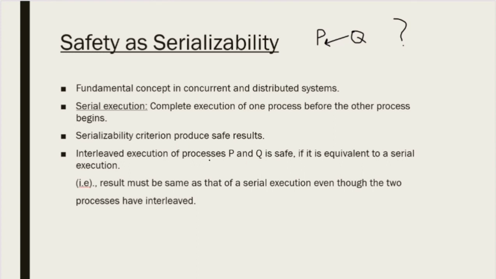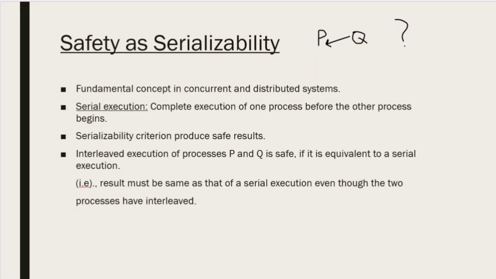Interleaved execution of processes P and Q is safe if it is equivalent to a serial execution. We have already seen that in serial execution, even though their order of execution changes, their output is the same. So if the interleaved execution of processes P and Q follows the serial execution, then their output will be the same and we can achieve that safety. That is, the result must be the same as that of a serial execution even though the two processes have interleaved. Next, let us see an example to know how the safety as serializability concept works.